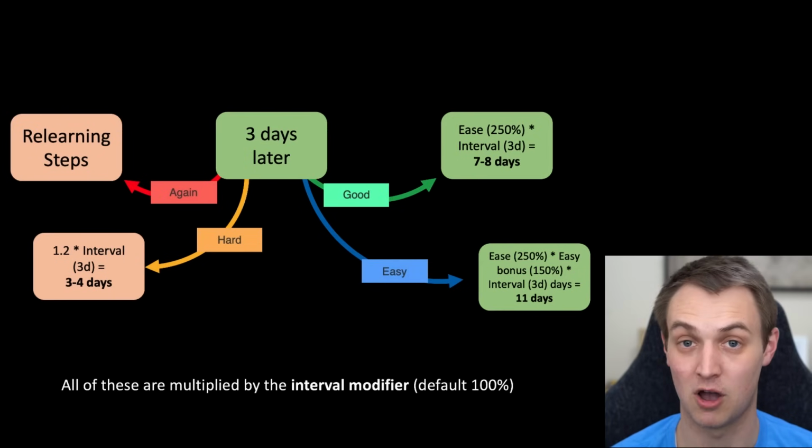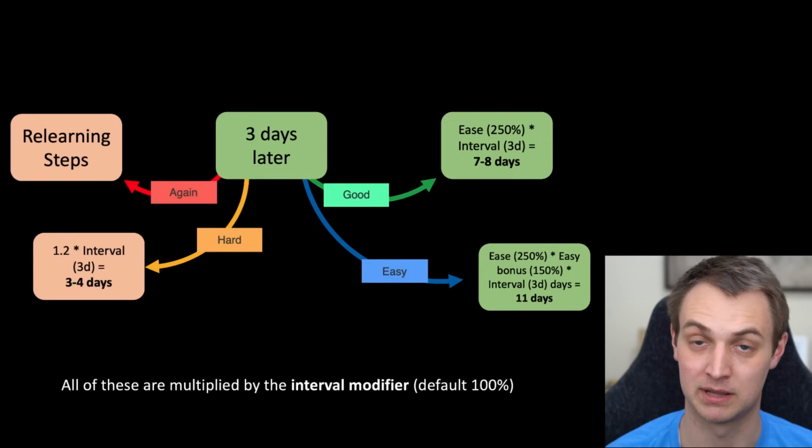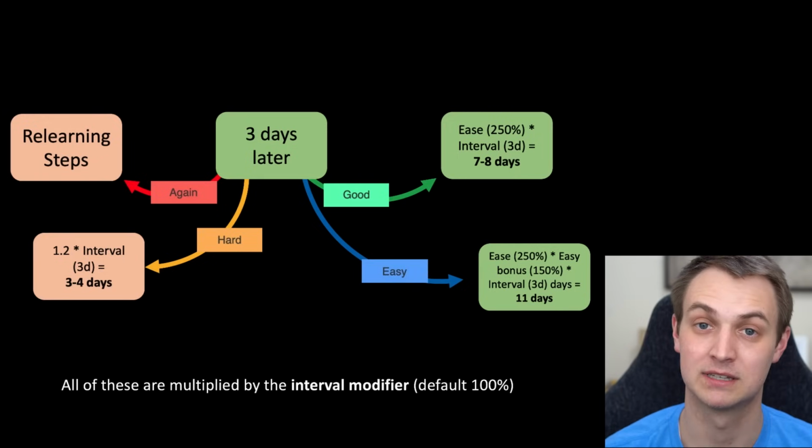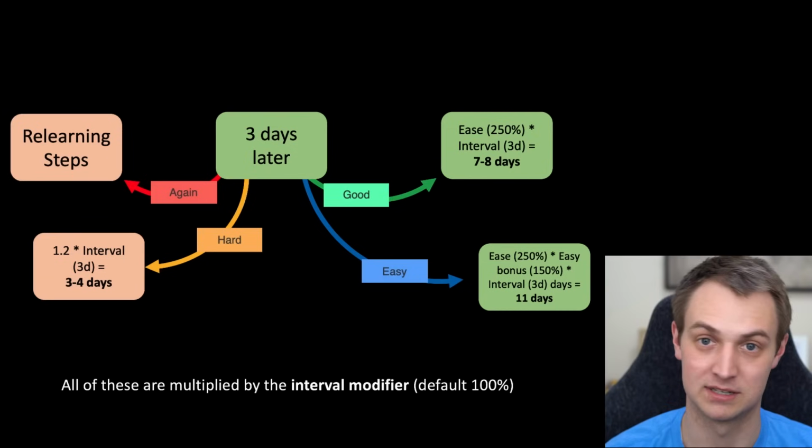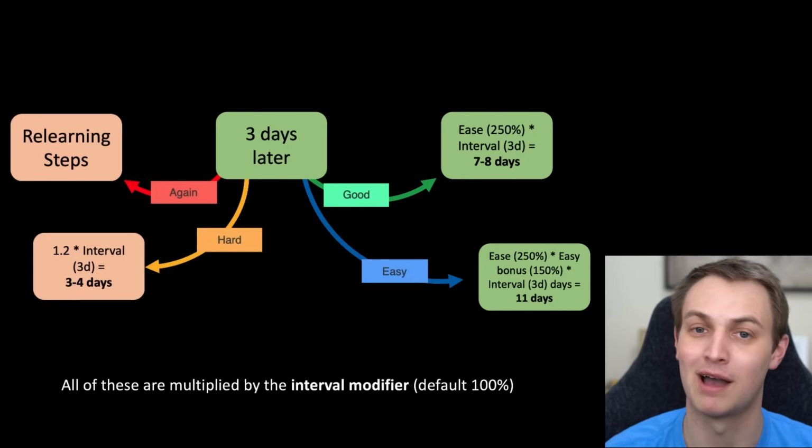Now, all of these are multiplied by the interval multiplier, which is another setting you can customize. And at default it is 100%, so it doesn't do anything. But I'll mention that as we get further into the settings, and how I actually have tweaked that and messed with it over time. I think that is something to be aware of.